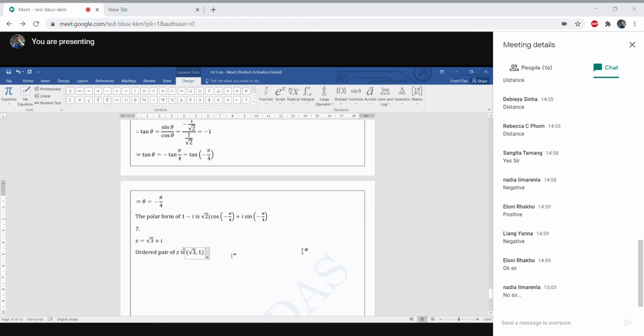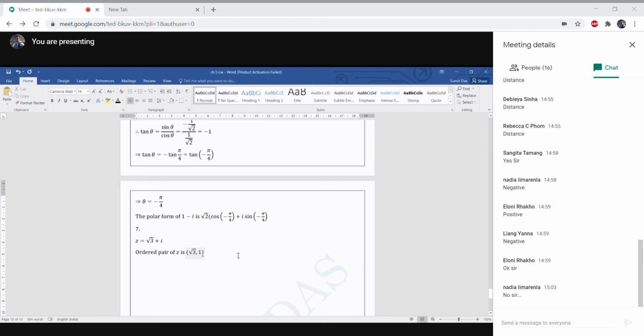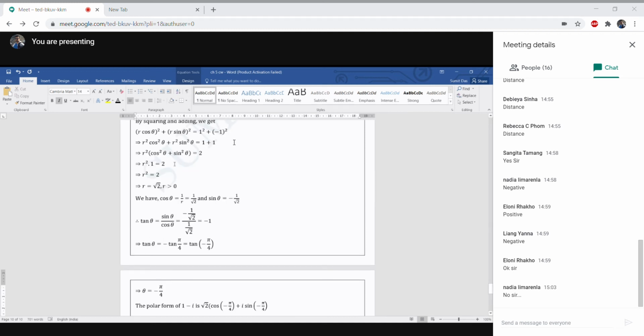In which quadrant is this number? First quadrant. Okay. So if this is in the first quadrant, therefore z is in the first quadrant. Next, we have to write this one equal to r cos theta plus i sin theta.